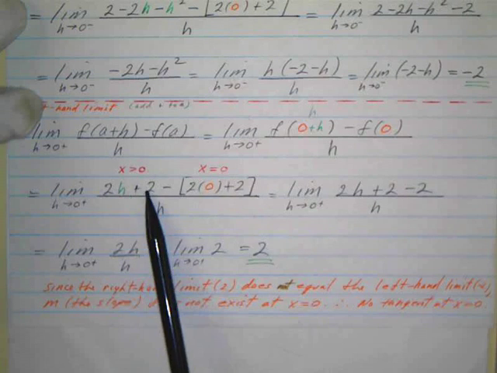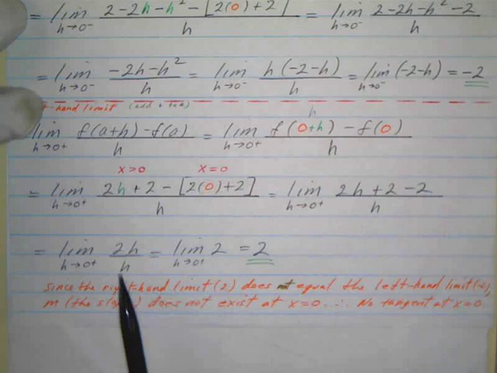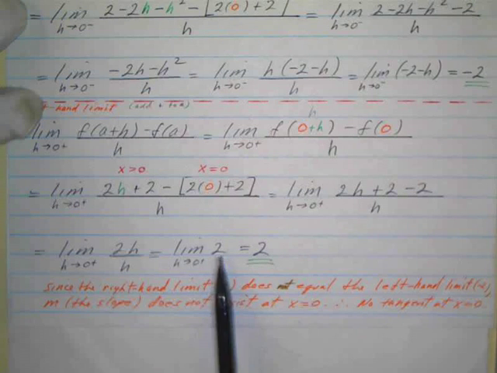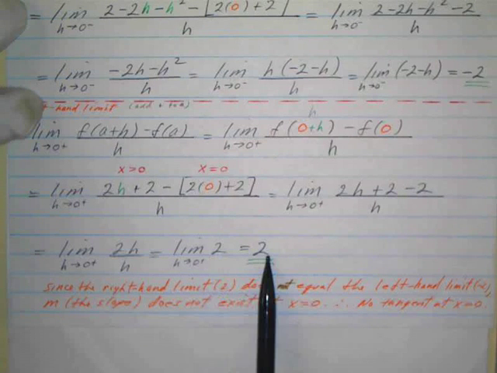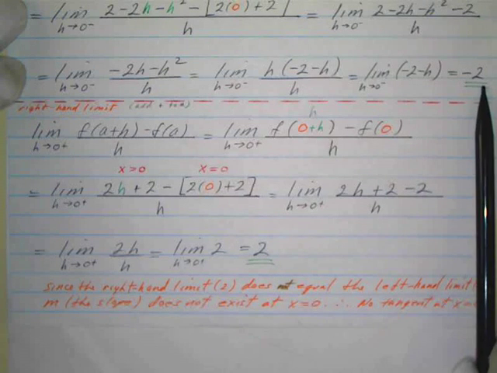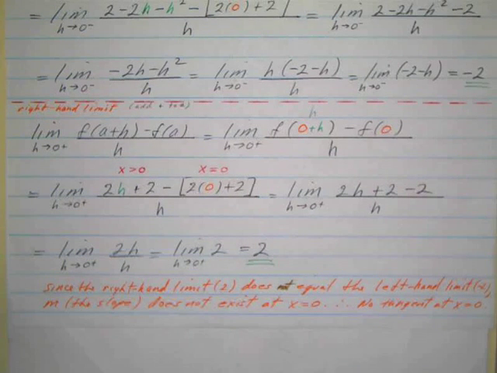This is 2h plus 2. And again, this is just negative 2. And the 2's cancel, so I've got 2h over h. I can replace the h over h by 1, so I've got the limit as h approaches 0 of 2, and that's just 2. Now notice that my left-hand limit was negative 2, and my right-hand limit was 2. So since the right-hand limit 2 does not equal the left-hand limit negative 2, the slope does not exist at x equals 0. So there's no tangent at x equals 0 because we can't have a slope there.